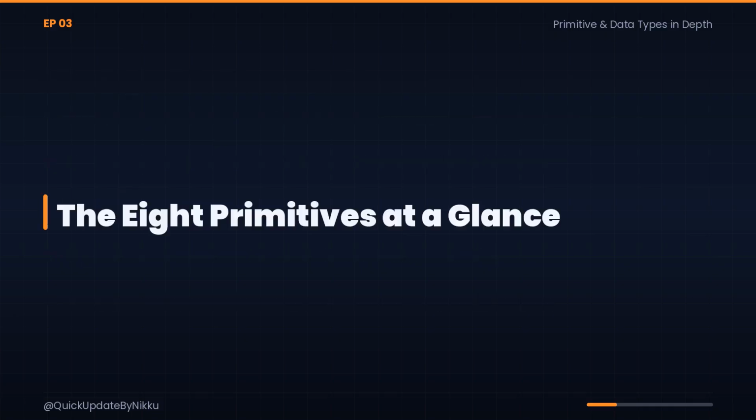Let's map out all 8 primitives in one pass before diving into each individually. Knowing the width, range, default value, and wrapper class for every primitive type is a baseline skill for any serious Java developer. 3 structural properties tie them all together, and we'll flag each one as it appears.